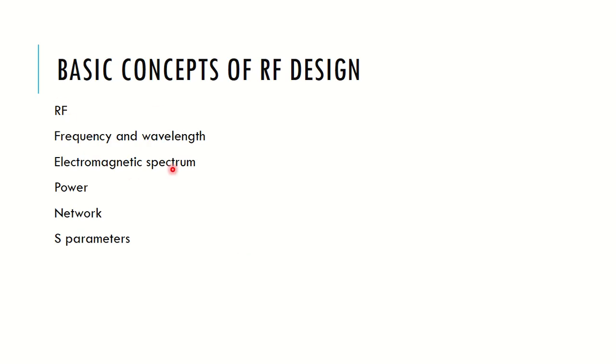These are the topics we're mainly going to cover in this PowerPoint presentation. The first one is what is radio frequency. Then we'll see about the spectrum, the range of frequency that will be covered in RF and microwave. We will see what is power, what are RF networks, and a special type of parameters called the S parameters. So let us start seeing one by one.